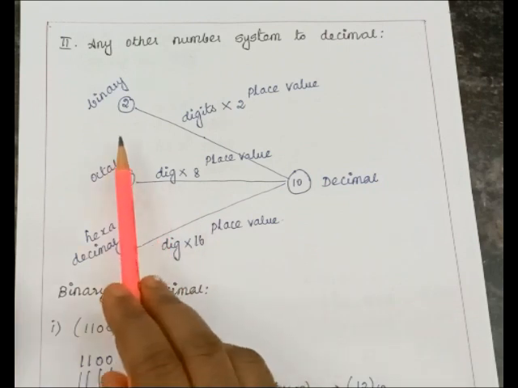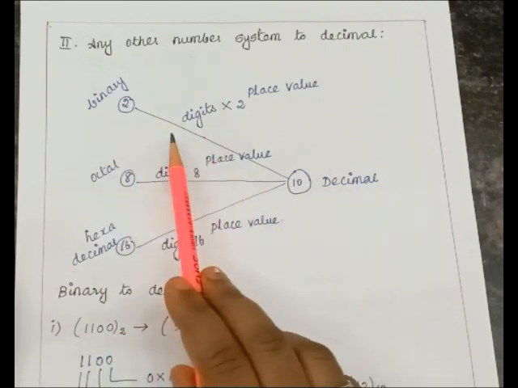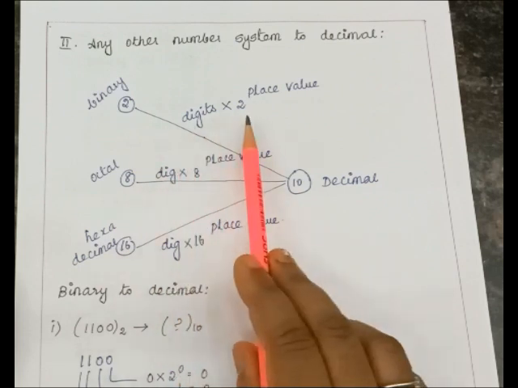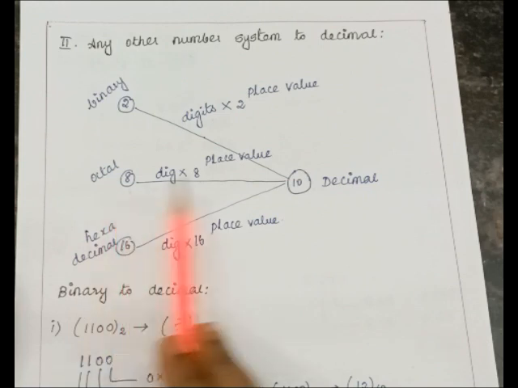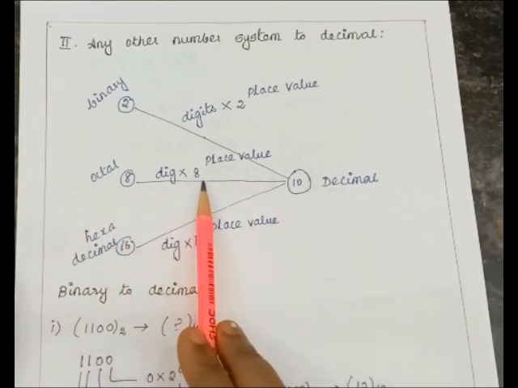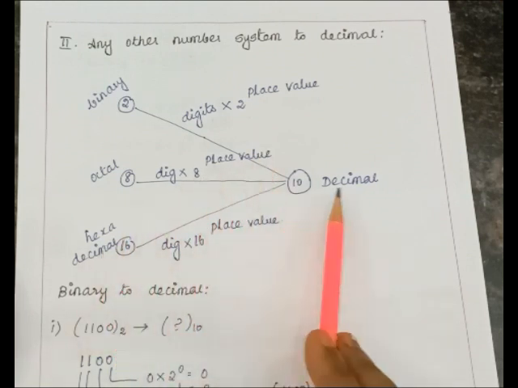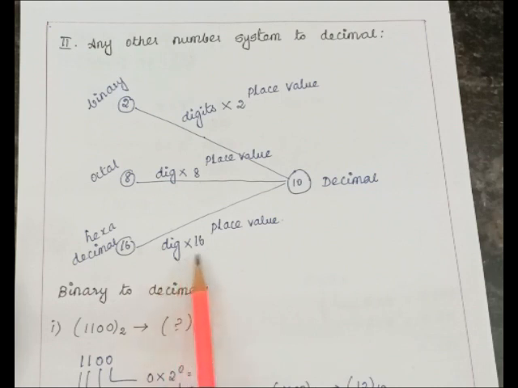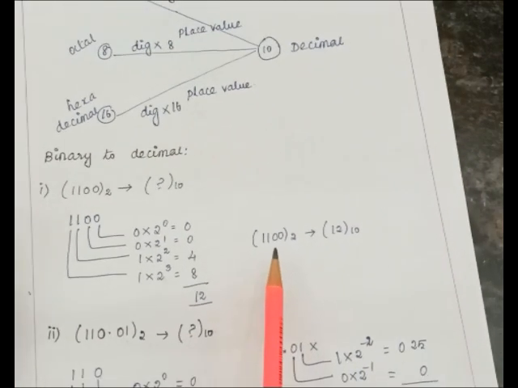In order to convert binary to decimal, we need to multiply the individual digits of the binary number with 2 power its place value. To convert octal to decimal, the individual digits are multiplied with 8 power its place value, and to convert hexadecimal to decimal, the individual digits are multiplied with 16 power its place value. So now we move on to the problem.